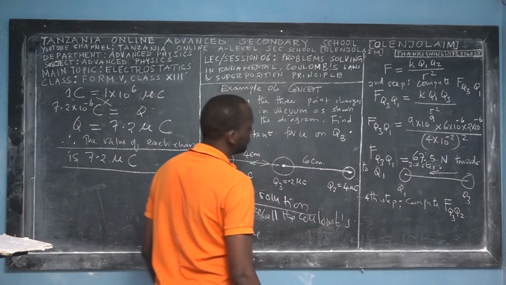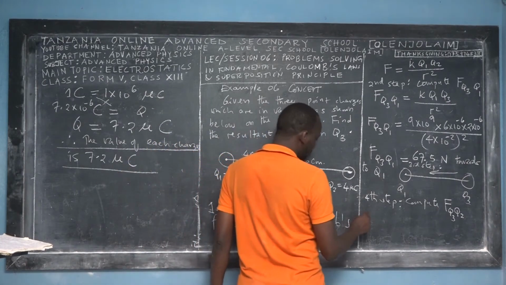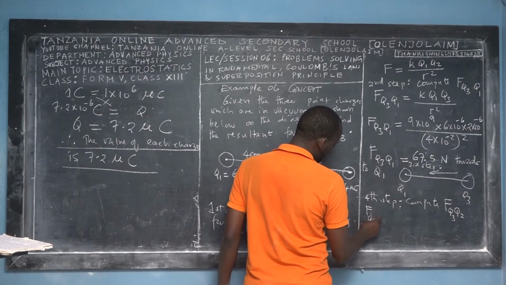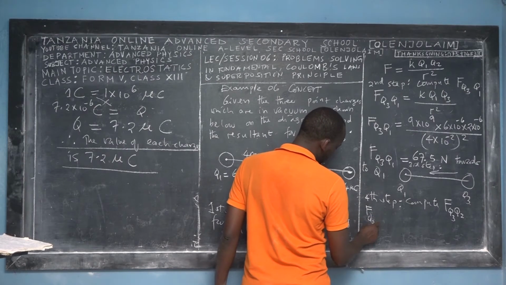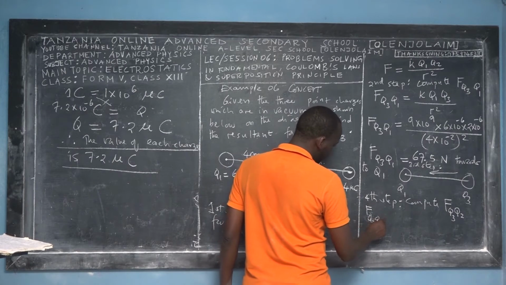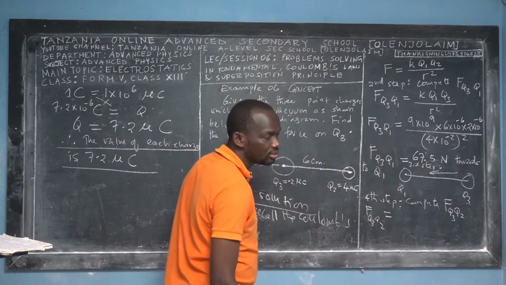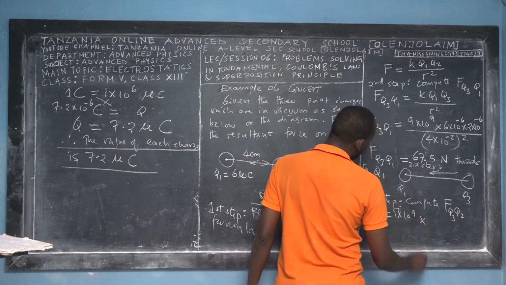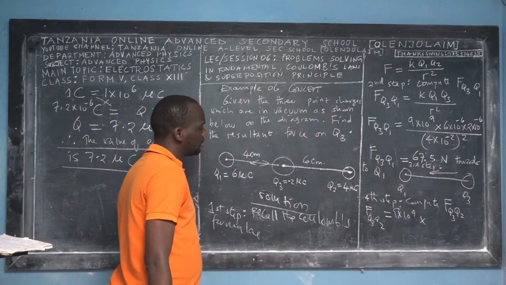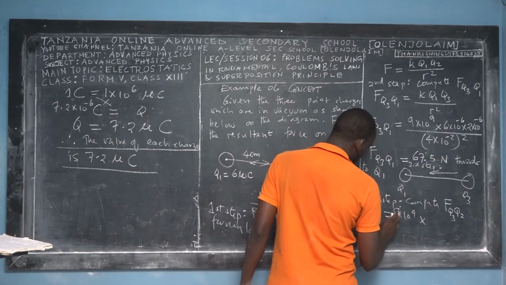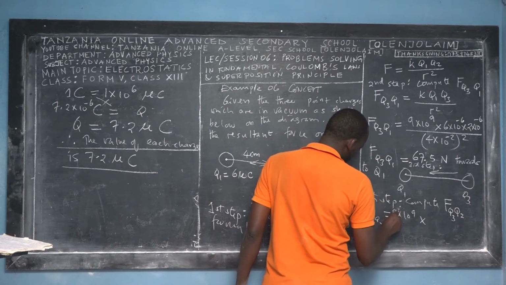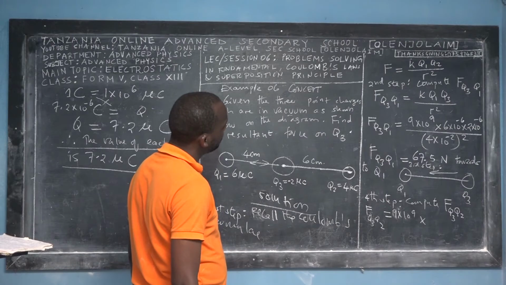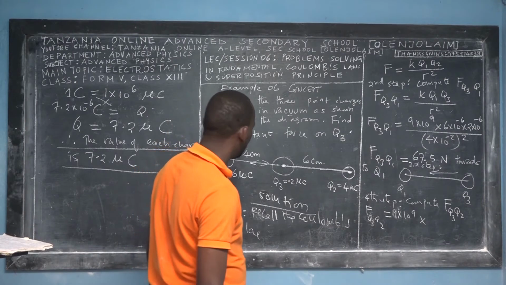Due to Q2. So you say that according to Coulomb's law, the force on Q3 due to Q2 is equal to what? Not the constant, which is 9 times what? 9 times 10 to the 9, times Q what? Q3 is what?